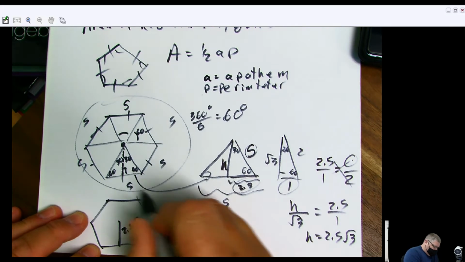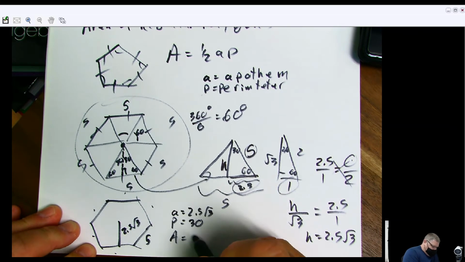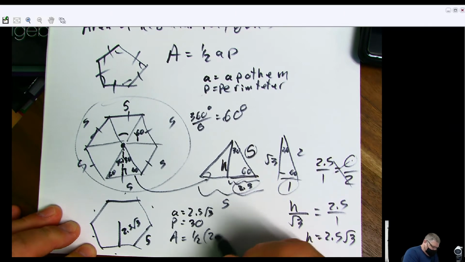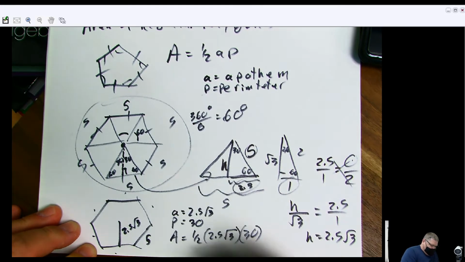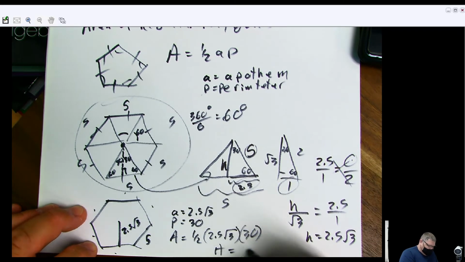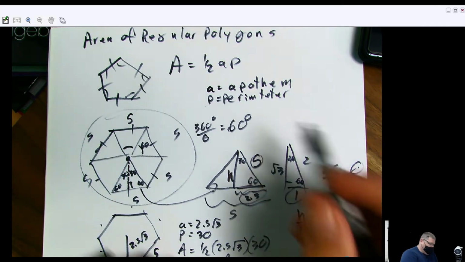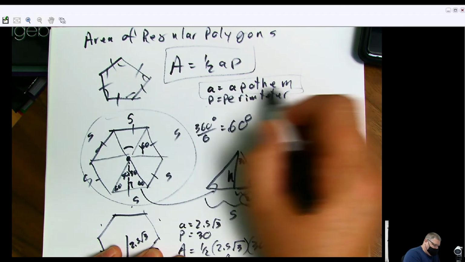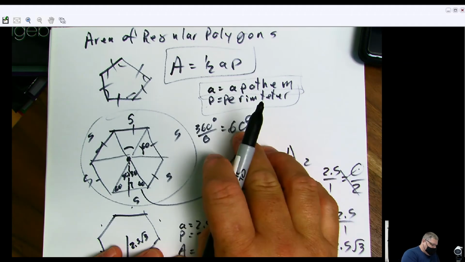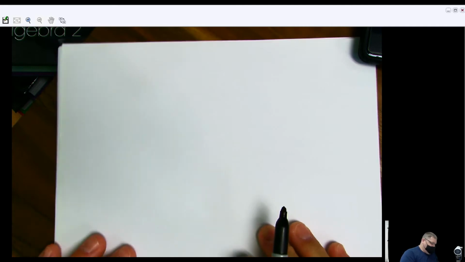Perimeter would be 5, 5, 5, 5, 5, 5, 30. So the area equals 1/2 times 2.5 root 3 times 30. Put it all together, and that's my area formula. So that is using area equals 1/2 AP. Little a is the apothem, P is the perimeter. In this case, I got a 60, so I can use special triangles. But I can't always use special triangles.